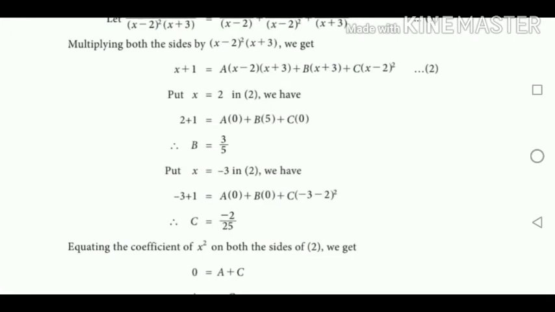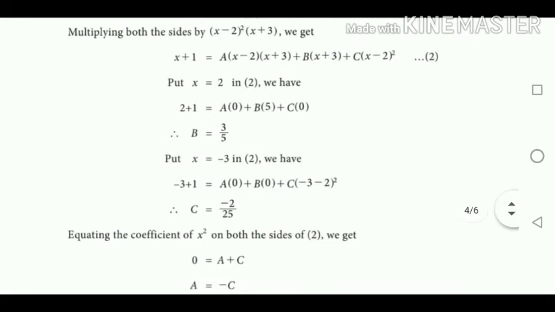Put the value x equal to 2 in equation 2. That is because a into (x minus 2) is there, so minus 2 becomes plus 2. Okay. If you put the value 2 here, 2 minus 2 becomes 0. Therefore, the a term and c term become 0. Yeah, we are finding the value of b equal to 3 by 5.